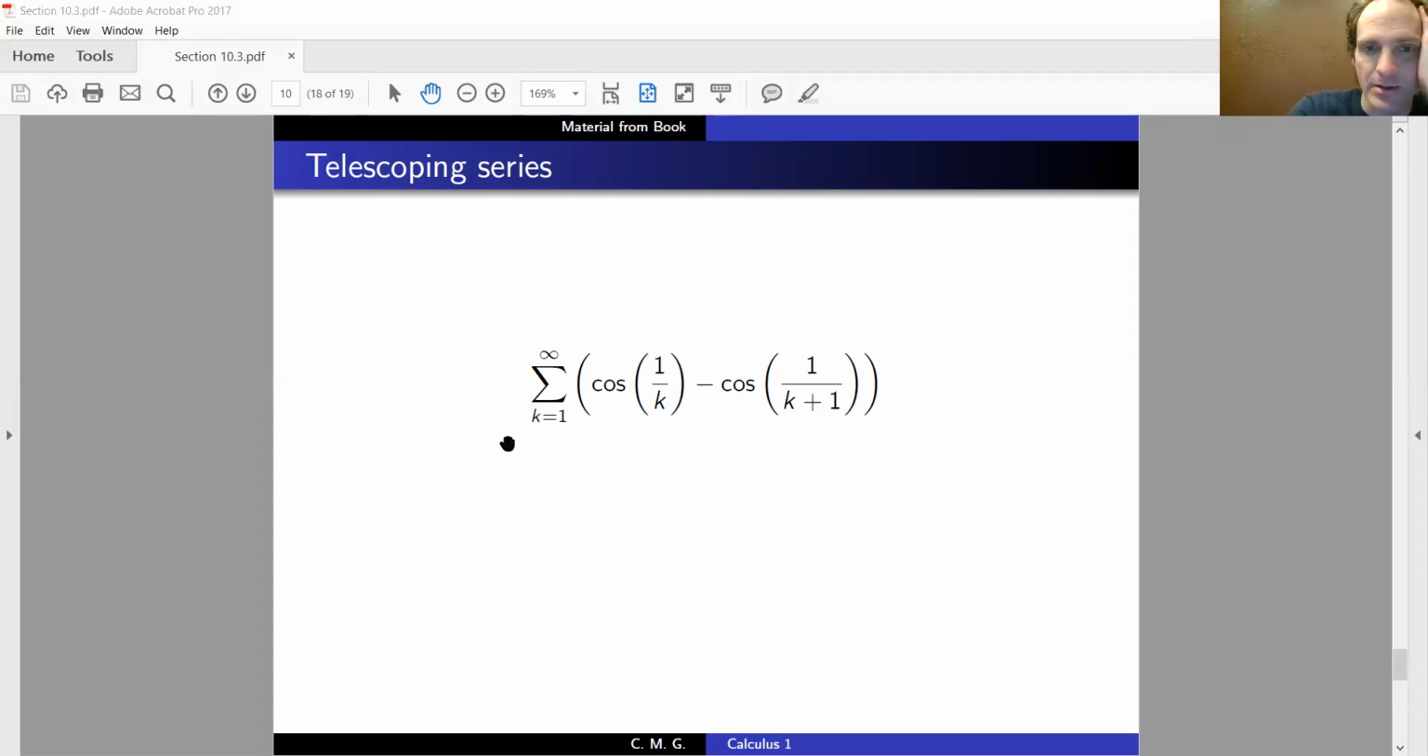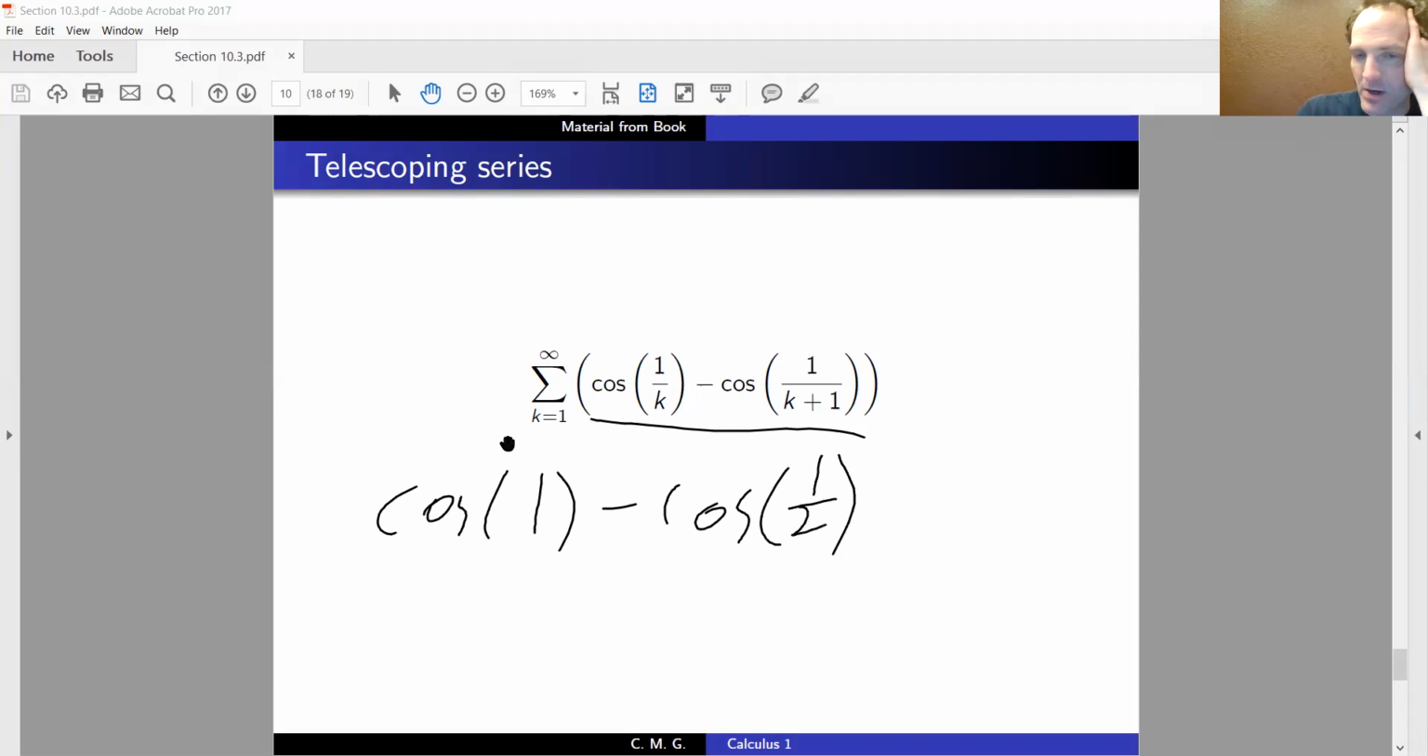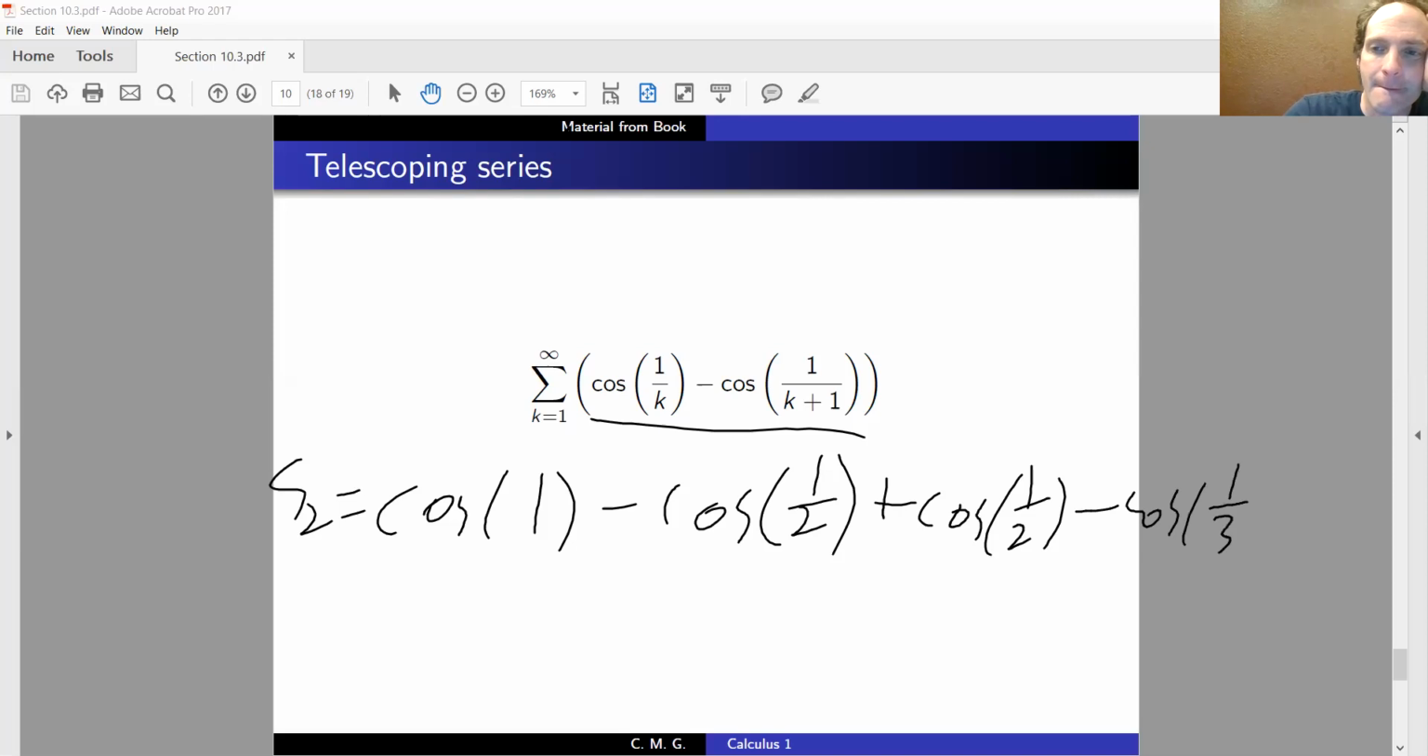And we can see this behavior by plugging in some numbers here. So I've got cosine of 1 over k minus cosine of 1 over k plus 1. What does it give me? It gives me cosine of 1 over 1 minus cosine of 1 over 2. So that's my first partial sum. My second partial sum says take that and add what I get when I plug in 2. So this is going to be S2. I get cosine of 1/2 minus cosine of 1/3.